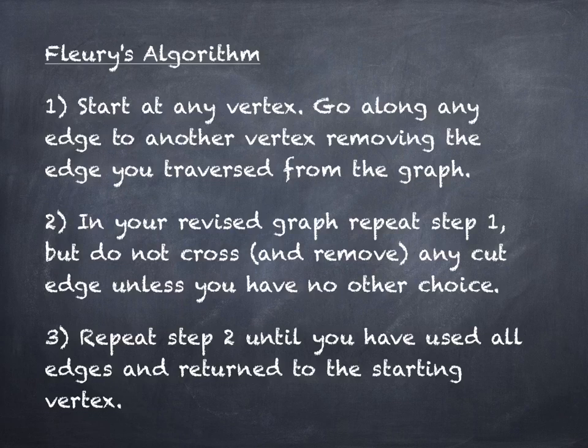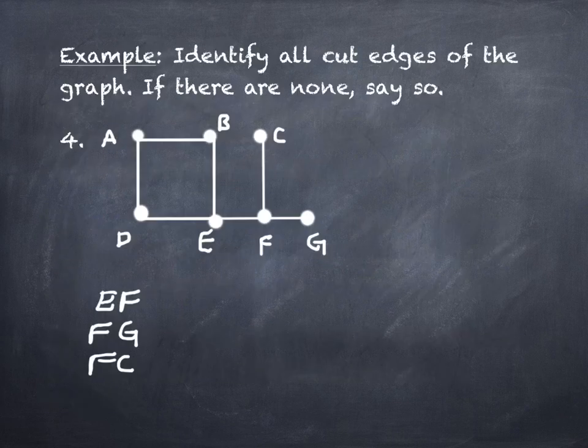Fleury's algorithm depends on cut edges. That's actually why we brought it up. This one's got a lot of writing, so let me read what's going on while you write. Yes, Glenn? You had FG listed as a cut edge, so you can cut a vertex out of the entire graph, not just a section of the graph?